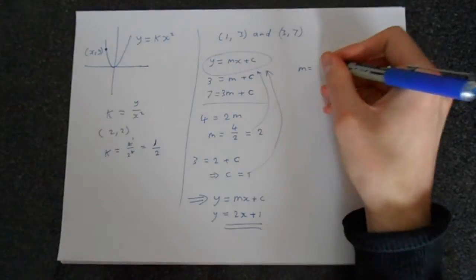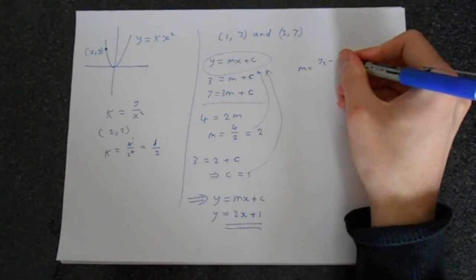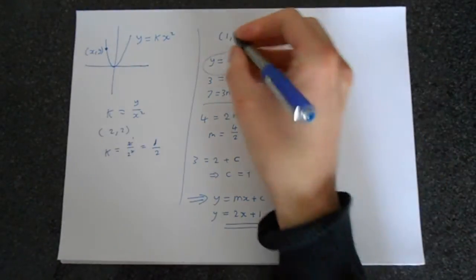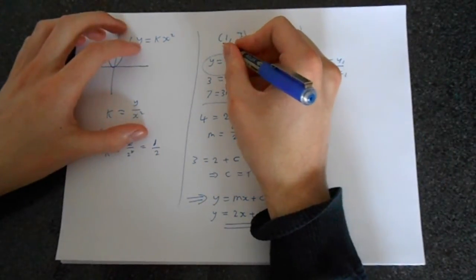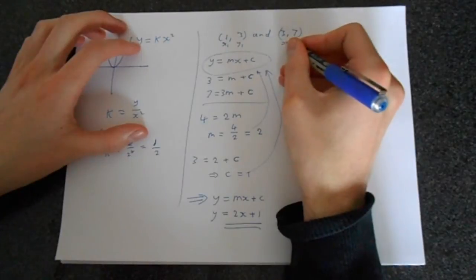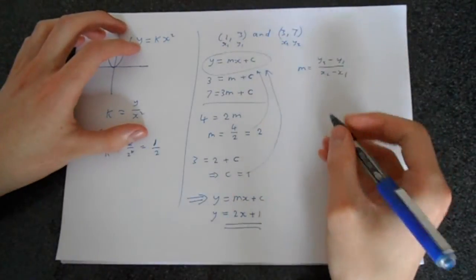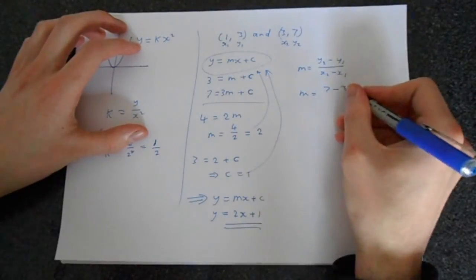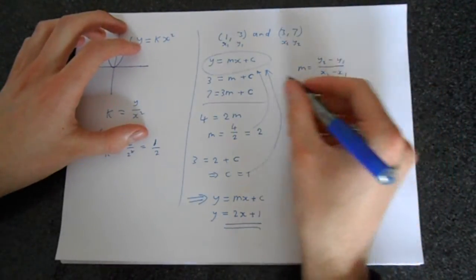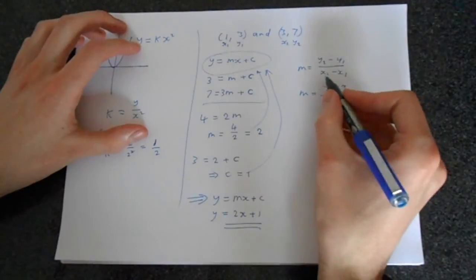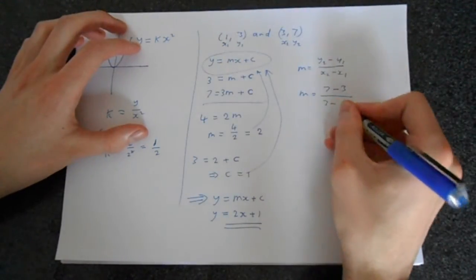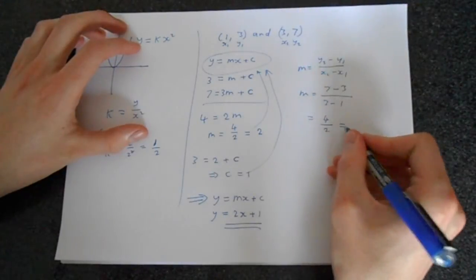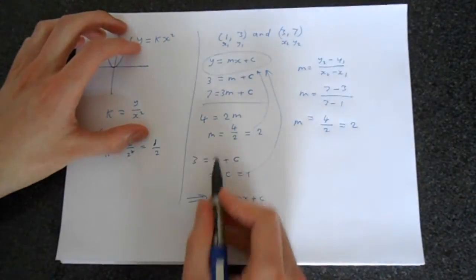We say that m is (y2 − y1) over (x2 − x1). So this is x1, this is y1, this is x2, that's y2. So substituting, we get m equals 7 minus 3. Remember, we already did this calculation. And then we're getting 3 minus 1, and that is 4 over 2, so m is 2. Exactly the same way.